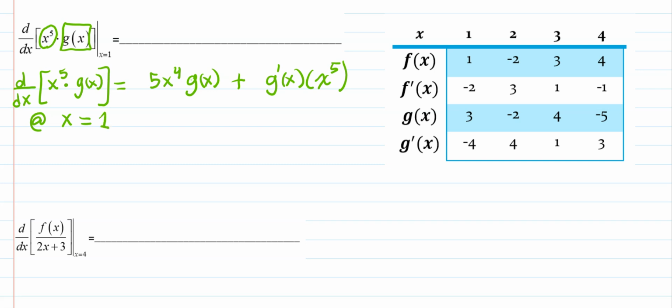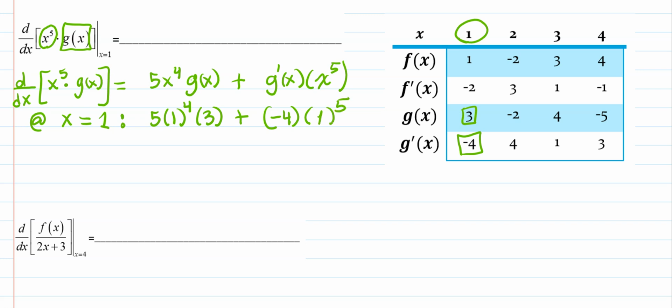So at x equal to 1, we will have 5 times 1 to the 4th power. And then g of 1, we're looking here, g of 1 is 3. Plus the derivative of g evaluated at 1, that would be negative 4, multiplied by x to the 5th, and that would be 1 to the 5th power.